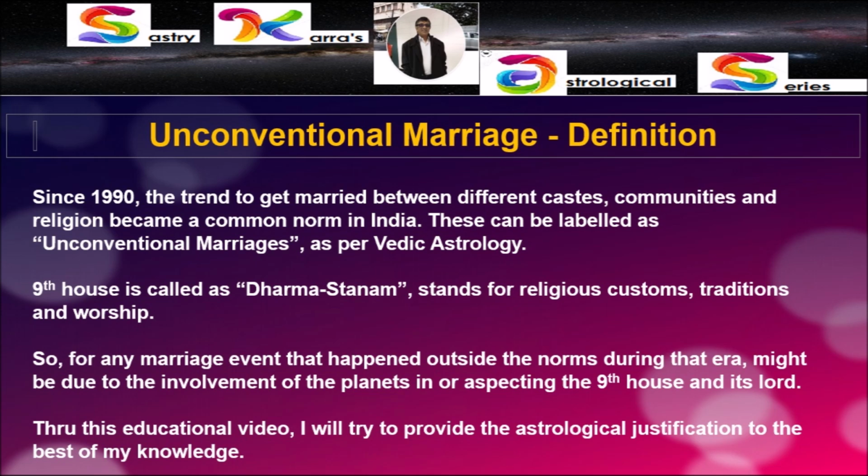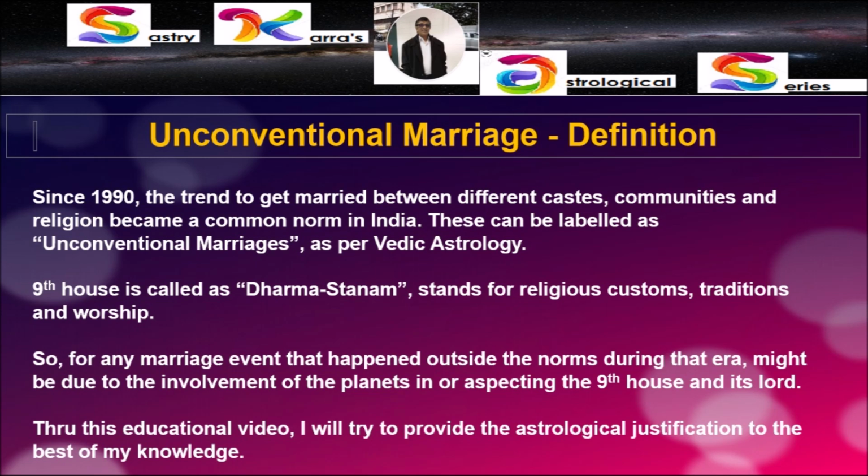There is a definition for unconventional marriage in Indian society and as per Vedic astrology. Marrying between different castes, communities, and religions has become a norm these days in India, but earlier, before 1980 or so, it used to be considered an unconventional marriage, because it is against the society norms at that time.